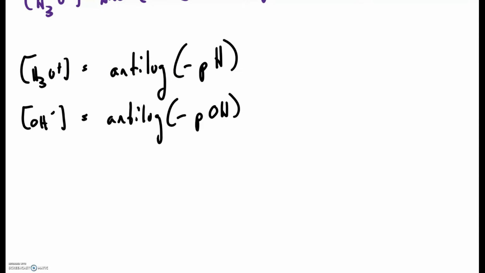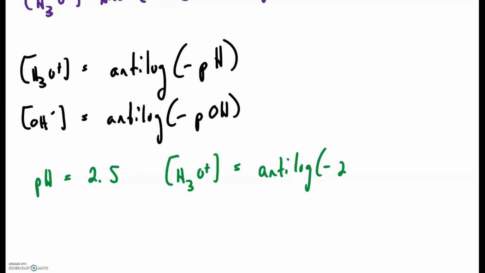Let's say that we have a pH of 2. Let's make it something a little bit more involved. pH equals 2.5. So we want to find the H3O plus, which is synonymous with H plus. We're simply going to plug this into our equation. And we're going to say anti-log of negative 2.5. So here's what it looks like on your calculator.